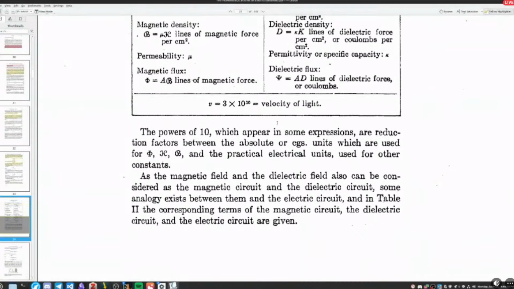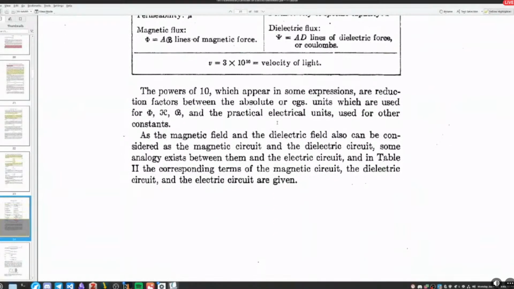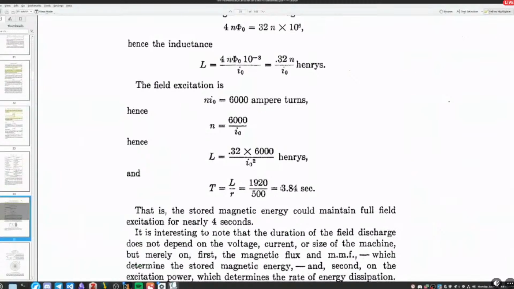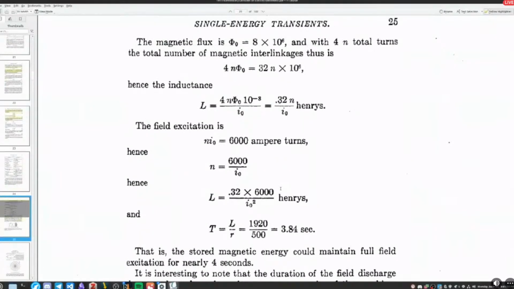The powers of 10, which appear in some expressions, are reduction factors between the absolute or CGS units, which are used for phi intensity, still haven't resolved the B yet, and the practical electrical units used for other constants. As the magnetic field and the dielectric field also can be considered as the magnetic circuit and the dielectric circuit, some analogy exists between them and the electric circuit, and in Table 2, the corresponding terms of the magnetic circuit, the dielectric circuit, and the electric circuit are given.